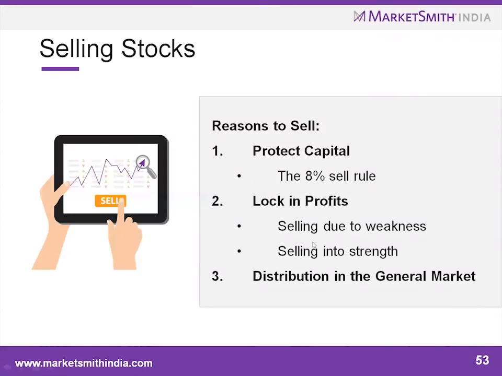The second reason to sell is locking in profit. Here you are selling into weakness or selling into strength. We will go into the details. What does it mean? And the third is distribution in the general market. Here, what we mean is, if the market has degraded from confirmed uptrend to uptrend under pressure, or from uptrend under pressure to correction, in that case, there is distribution in the general market. The distribution day count, which I spoke about in the last webinar, if that is increasing from 1 to 2, 2 to 4, again that means distribution in the general market. That again calls for cutting your losses short or booking profits if you have made any.